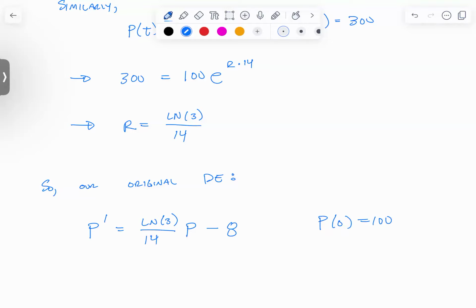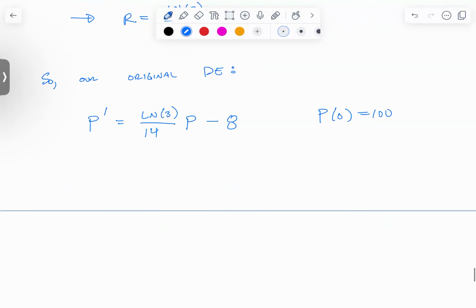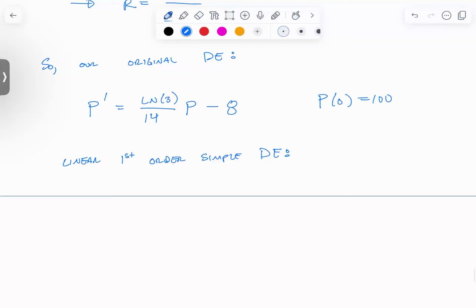Linear, first order. Simple is the other word. First order linear is typically what we call it. I think the full definition is simple linear first order differential equation, but yes, that's the important part. So yes, this is clearly a linear first order simple DE, which means we can solve that.